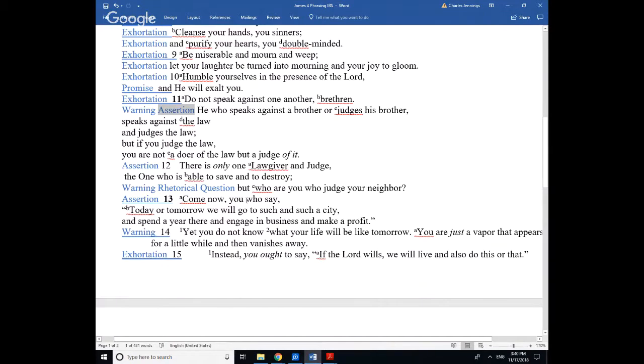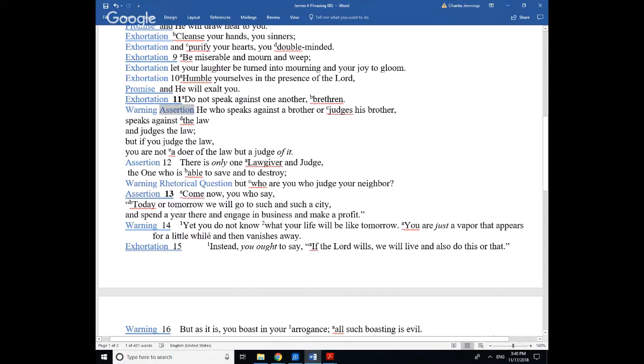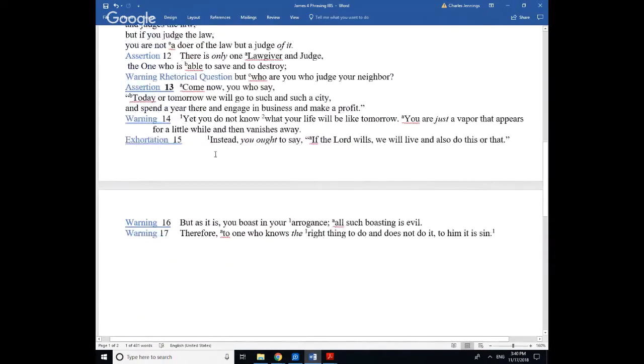Assertion: "Come now, you who say, 'Today or tomorrow we will go to such and such a city and spend a year there and engage in business and make a profit.'" And then here's the warning: "Yet you do not know what your life will be like tomorrow. You are like a vapor that appears for a little while and then vanishes away." Then you have an exhortation: "Instead, you ought to say, 'If the Lord wills, we will live and also do this or that.'" Here's the warning: "But as it is, you boast in your arrogance, and all such boasting is evil."